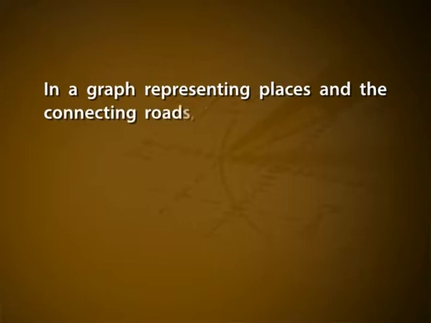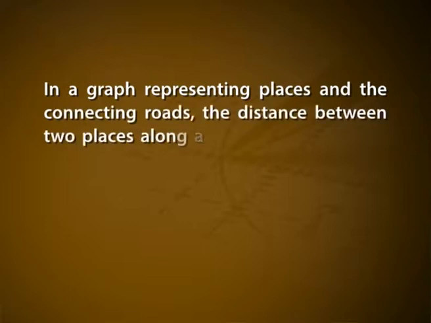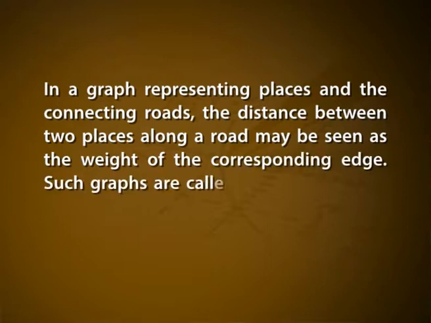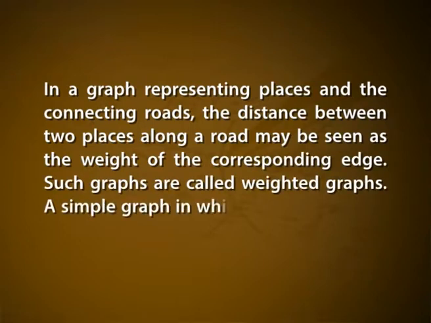Sometimes weights or numerical values are assigned corresponding to the edges. For instance, in a graph representing places and the connecting roads, the distance between two places along a road may be seen as the weight of the corresponding edge. Such graphs are called weighted graphs.